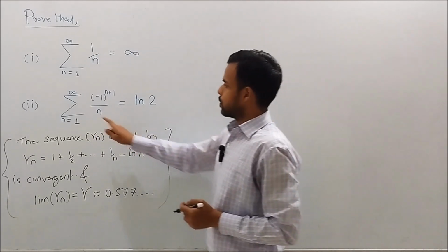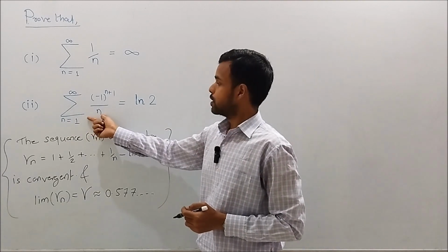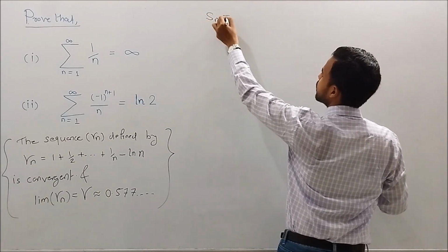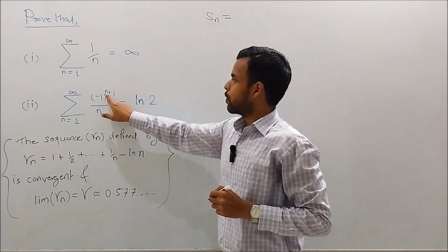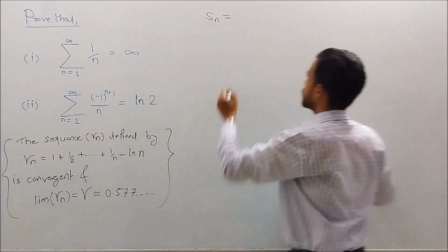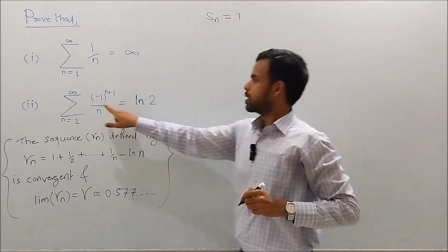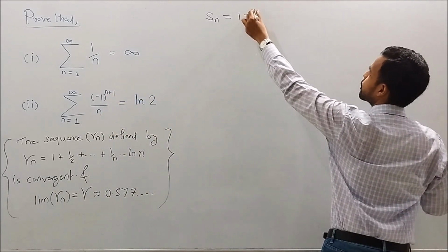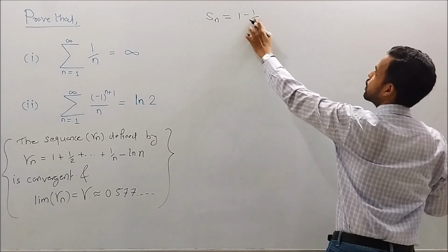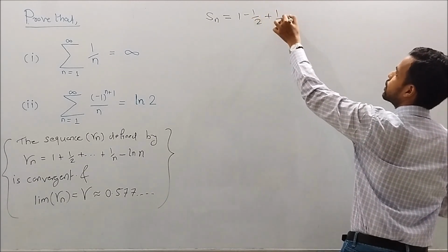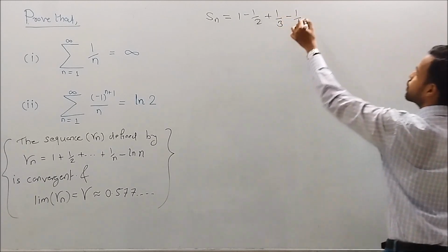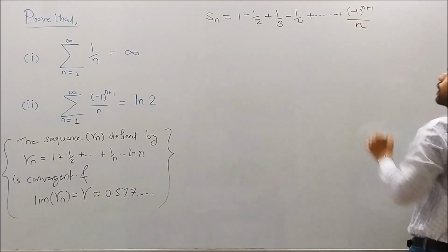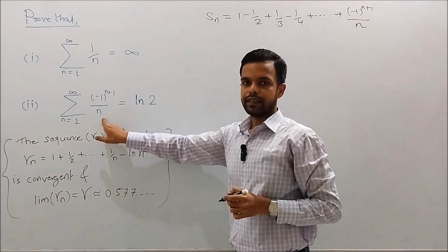So let us write first the nth partial sum of this series. The nth partial sum is Sn equals minus 1 to the power 1 plus 1 by 1, that is nothing but plus 1. The second term is minus 1 to the power 2 plus 1 by 2, that is minus 1 by 2. Similarly, the third term is plus 1 by 3. The next term is minus 1 by 4 and so on, up to minus 1 to the power n plus 1 by n. This is the nth partial sum of this series.